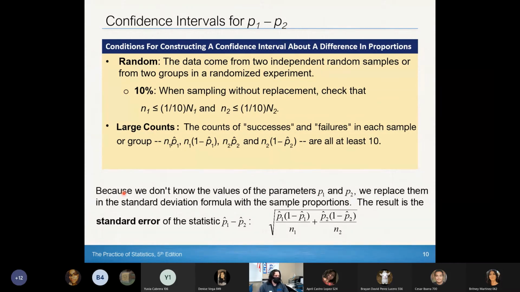And then, as I said previously, because we don't know the values of parameters P1 and P2, we replace them in the standard deviation formula with the sample proportions. The result is the standard error of the statistic P hat 1 minus P hat 2, which is the square root of P hat 1 times 1 minus P hat 1 divided by N1 plus P hat 2 times 1 minus P hat 2 divided by N2. All right, which leads us to our inference method.